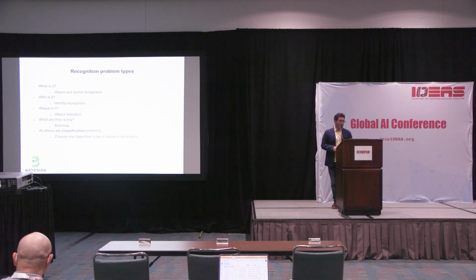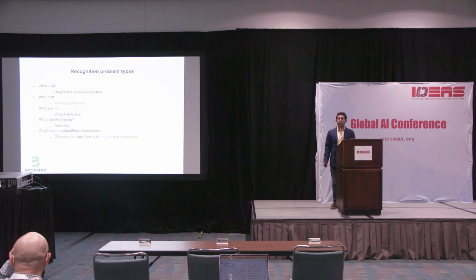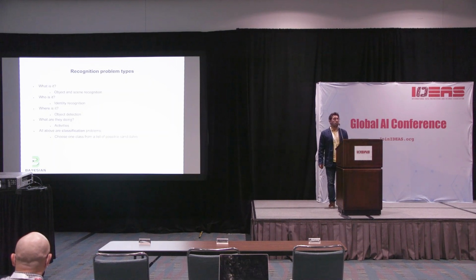I start with giving some terms here. What is recognition in general? It depends on what you're talking about. If we talk about what it is, it could be object and scene recognition. If the question is who is it, then it could be identity recognition. If it's about where is it, then it would be object detection. And what are they doing? It would be activity recognition. And these are all classification problems that we have in machine learning and computer vision.